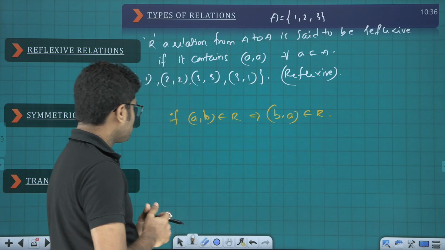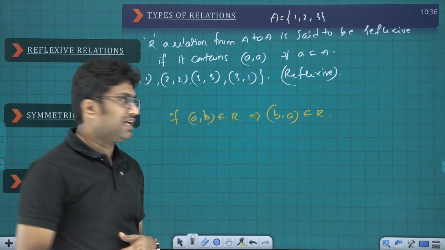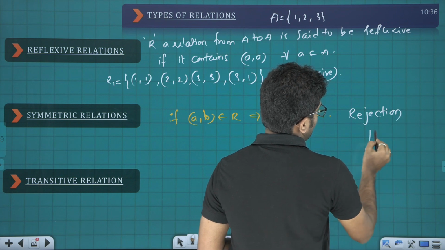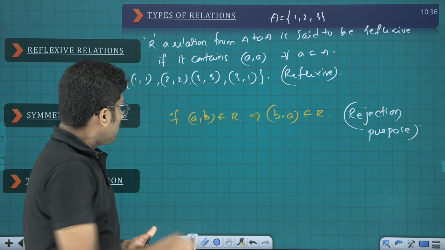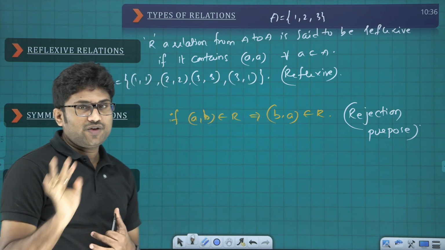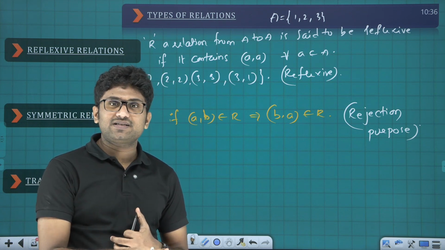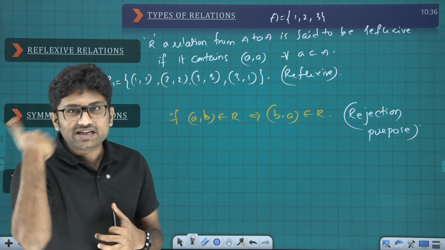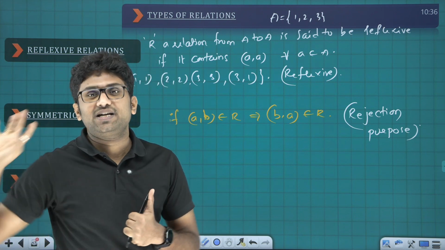Now, one thing. Let's see this, friends. This definition is only taken for rejection purpose. What do you mean by rejection purpose? If (a, b) exists, then only you will be checking the existence of (b, a). So if (a, b) exists, in that case, if (b, a) exists, it is symmetric. And in that case, if (b, a) does not exist, only in that case we say that it is not symmetric, which is antisymmetric.